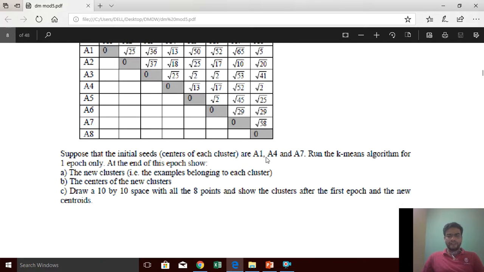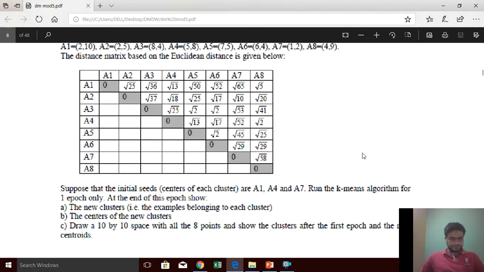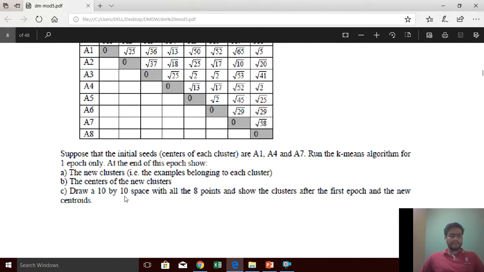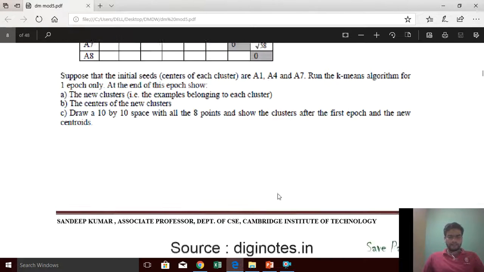Suppose the initial seeds, the center of each cluster, are A1, A4 and A7. Now we have to run the k-means algorithm for one epoch only, one iteration. Then, for the new clusters, that is, the examples belonging to each cluster, I need to find the center of the new cluster. Once I come to know out of A1 to A8 which cluster each belongs to, I need to find the new cluster centers. Then I need to draw a 10 by 10 space with all the 8 points and show the clusters after the first iteration.